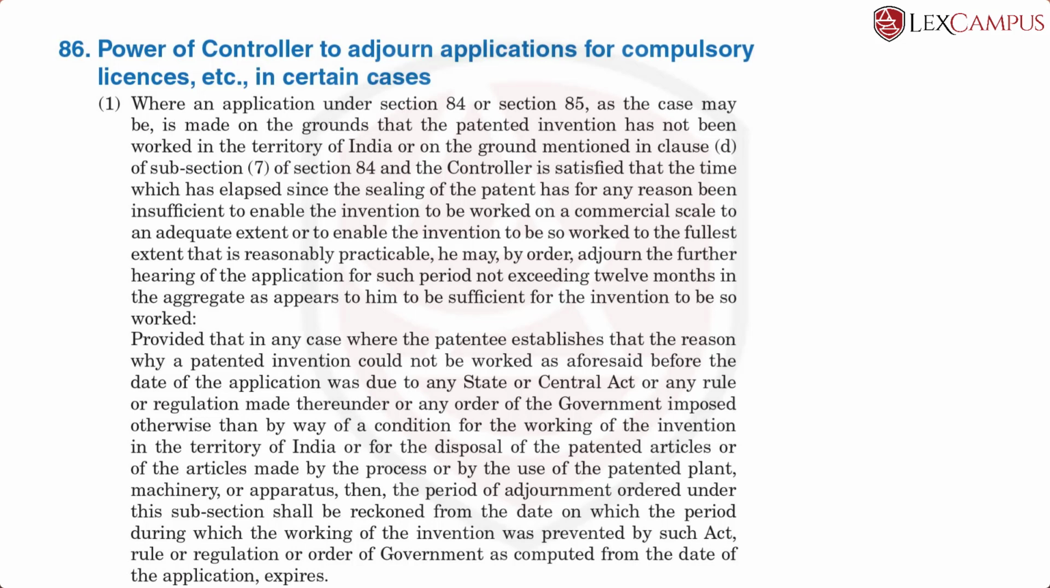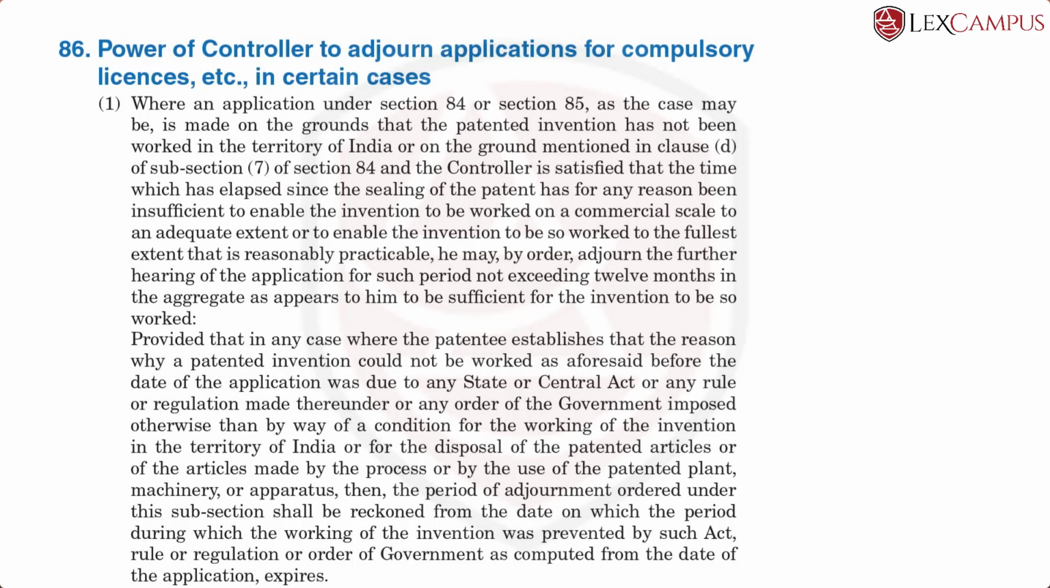Now the 12-month period will also take into account if there was any impediment in working the invention. The proviso says if the invention could not be worked due to any state act or a central act or a rule or a regulation made by the government, then that period will be exempted and the time will be calculated after that period expires. So within the 12-month period which the controller may adjourn the application, if there is a central act or a state act or a rule or a regulation made by the government which prevented the entity from working the invention, then that period will be excluded.